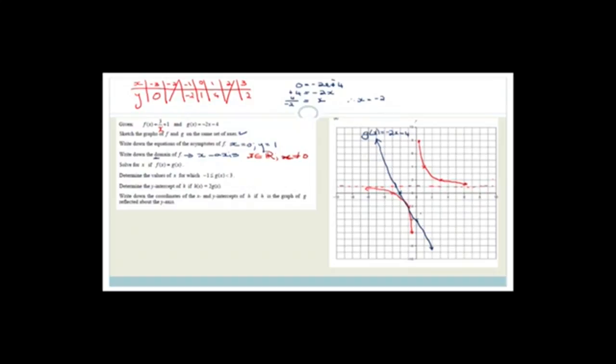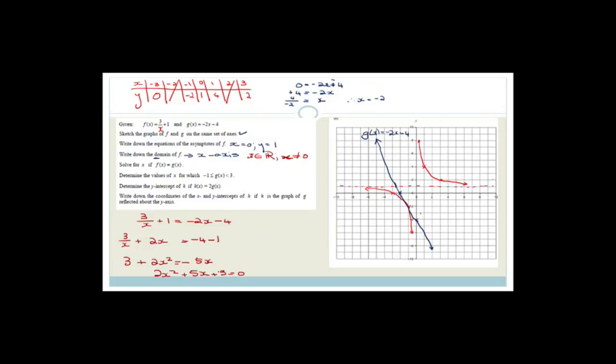We need to equate these two. So we're going to go 3 over x plus 1 is equal to minus 2x minus 4, okay? Take it across, you get 3 over x plus 2x is minus 4 minus 1. So we can multiply everything by x because this is just terrible. So it becomes 3 plus 2x squared minus 5x equals, and then what do we have? We have a trinomial. We've got 2x squared plus 5x plus 3 equals 0.